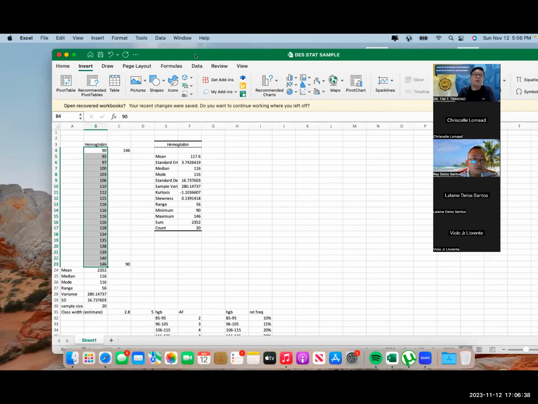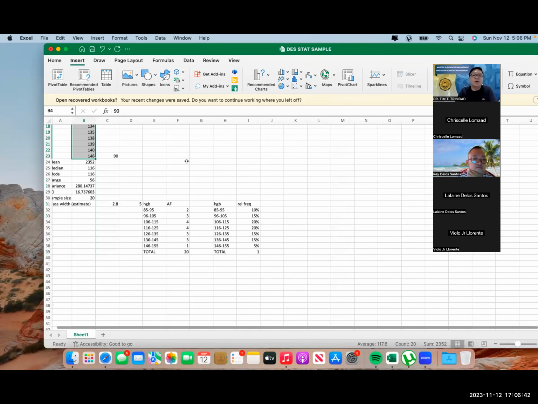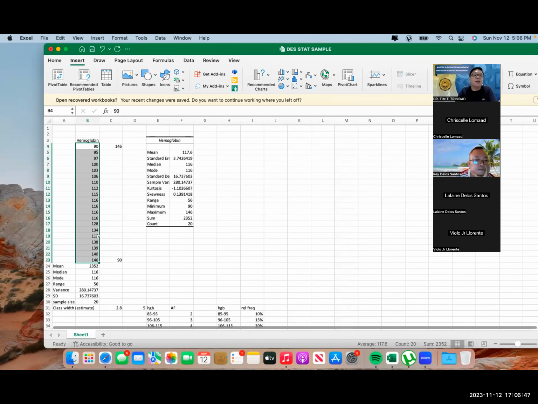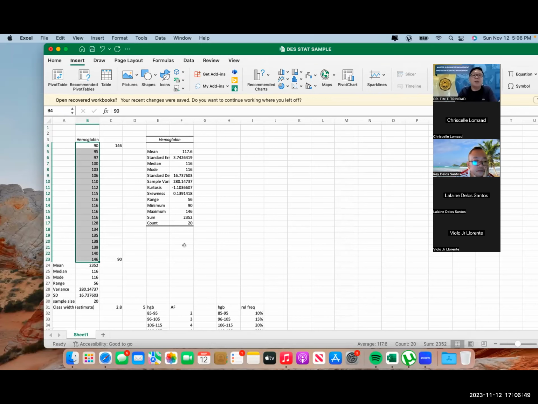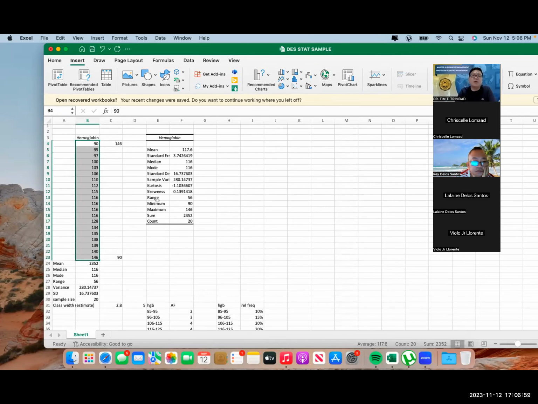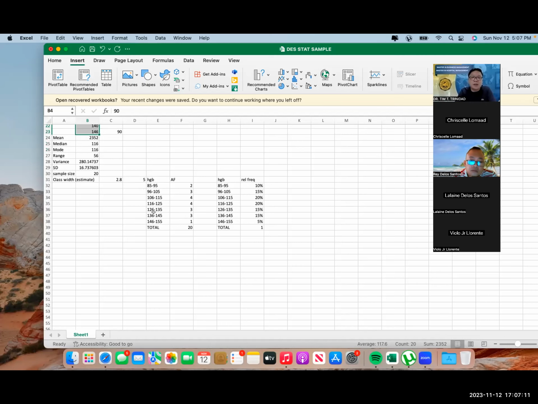When you do your frequency table, you decide your groupings. With the range of 90 to 146, maybe you can group it by tens. Just make sure that the lowest number will correspond to a certain group. So we choose the 10 groupings: from 85 to 95, then 96 to 105, 106 to 115. You write them down here manually.